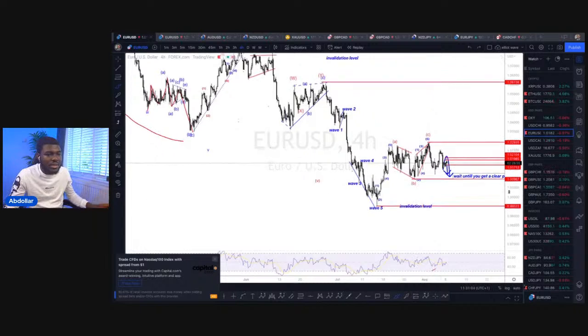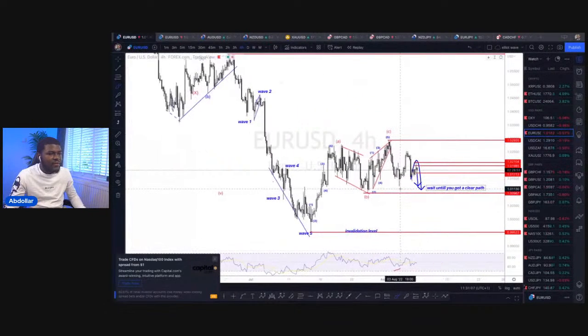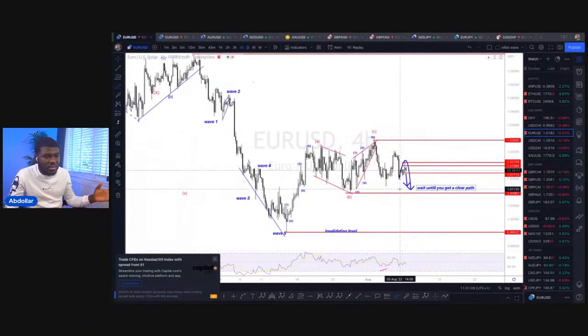Actually, we can look at this euro dollar analysis from another point of view. I've checked some other Elliott trade groups and experts, what is their view on euro dollar.